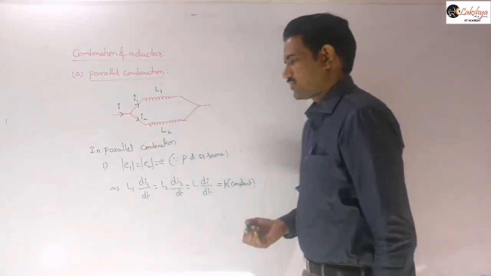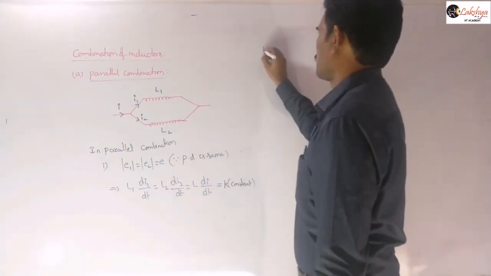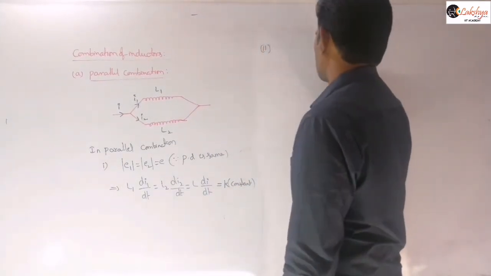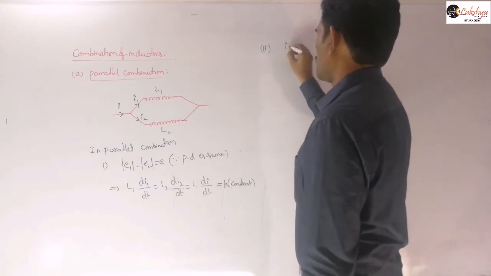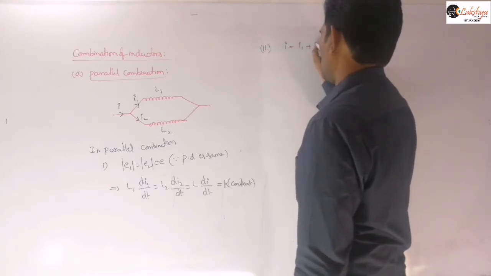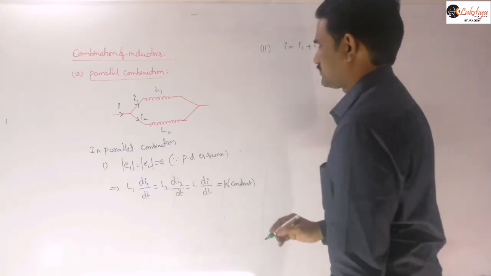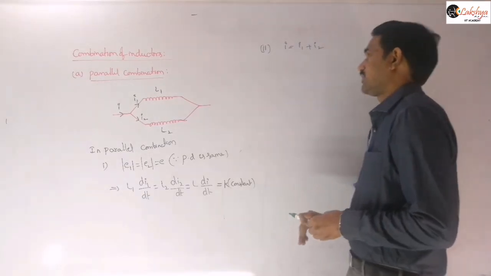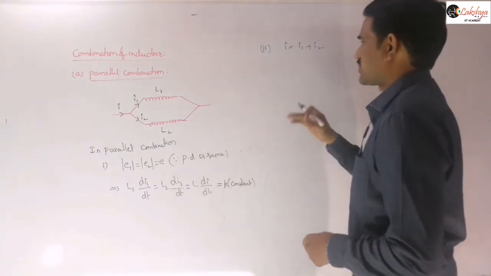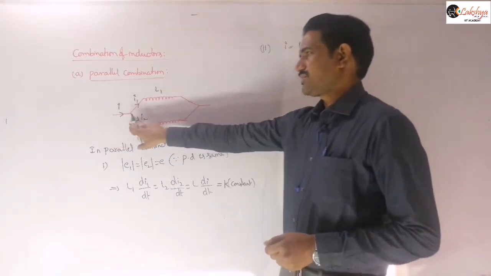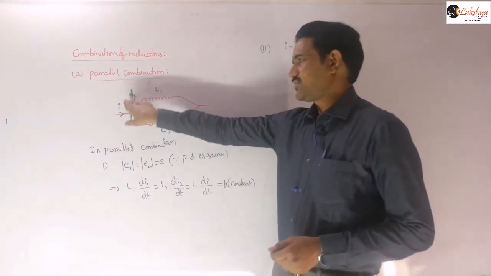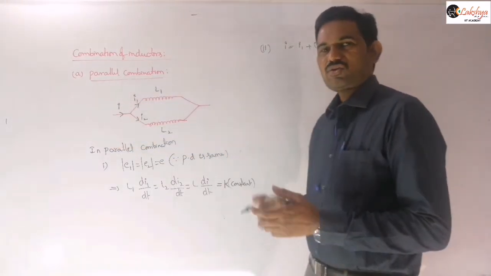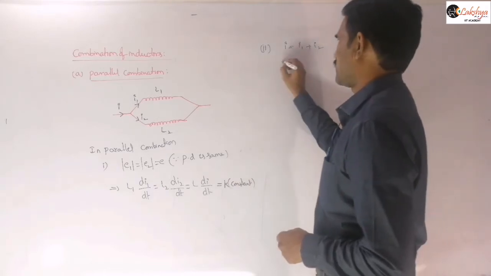And so next point what we can mention there is I is equal to I1 plus I2. Now we can write here, right? I is equal to I1 plus I2. And so now let us differentiate. That means we know already here this current I is coming here. Now it is dividing into two parts there, I1 and I2. And so that is our equation, I is equal to I1 plus I2.